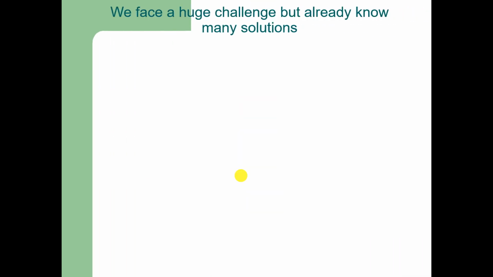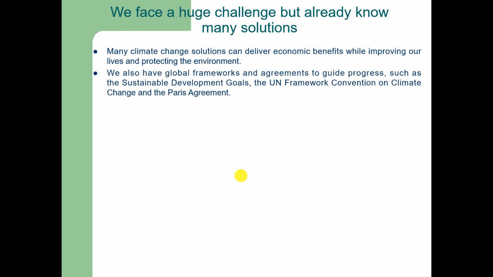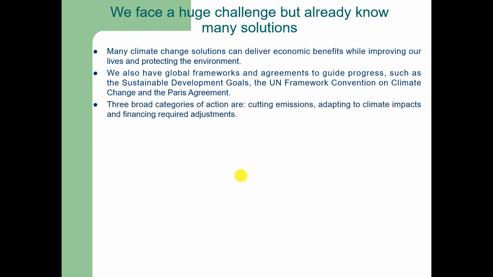We face a huge challenge but already know many solutions. Many climate change solutions can deliver economic benefits while improving our lives and protecting the environment. We also have global frameworks and agreements to guide progress, such as the Sustainable Development Goals, that is SDGs, the UN Framework Convention on Climate Change, and the Paris Agreement. Three broad categories of actions include cutting emissions, adapting to climate impacts, and financing required adjustments.